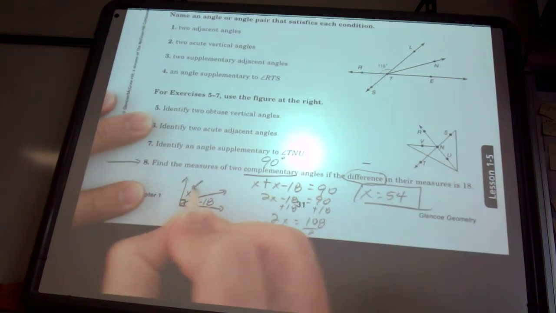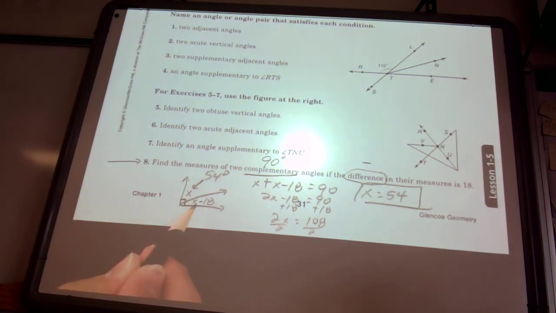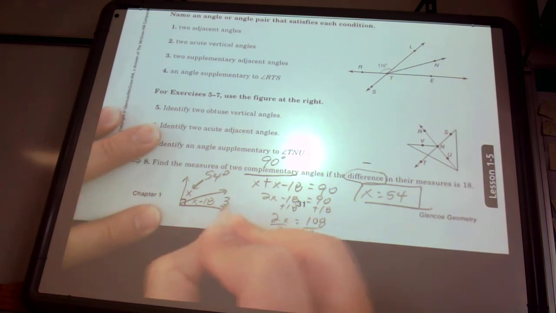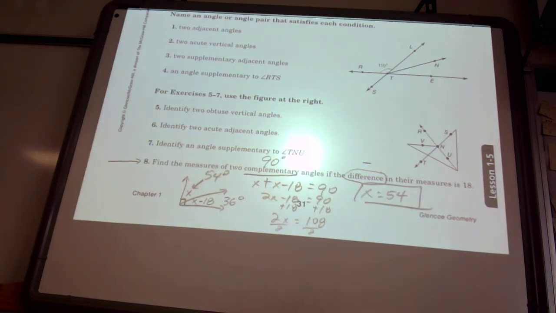Guess what this angle right over here is? It is 54 degrees. Now, should the math work for me to find this other angle? Yeah, what would we do? I'd take 54 and I would subtract 18. Well, what is 54 minus 18? Well, that's 36. Does 54 and 36 make 90? Yeah, when you add them together, I'm pretty sure it does.